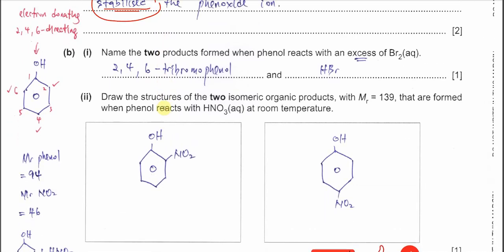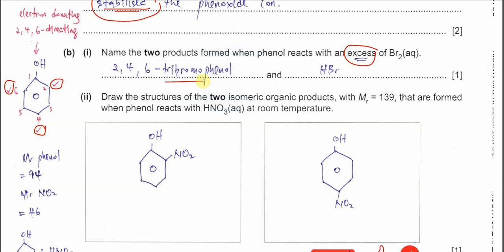Part B1. Name two products formed when phenol reacts with excess bromine water. When it's excess bromine water, all the positions, the 2, 4, 6, will undergo substitution. This is the first carbon, second, third, fourth, fifth, sixth. These three positions will undergo substitution to form 2,4,6-tribromophenol. The bromines will be at these three positions. So it's 2,4,6-tribromophenol.